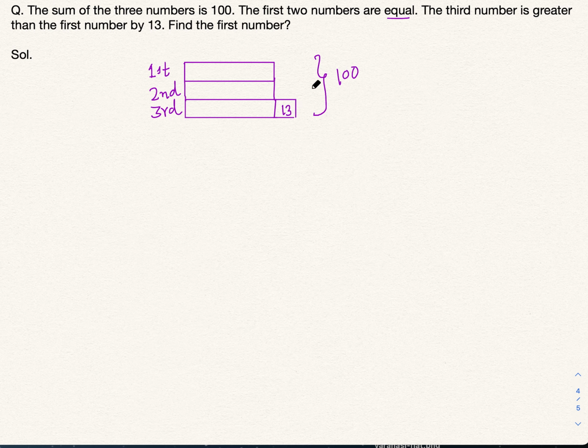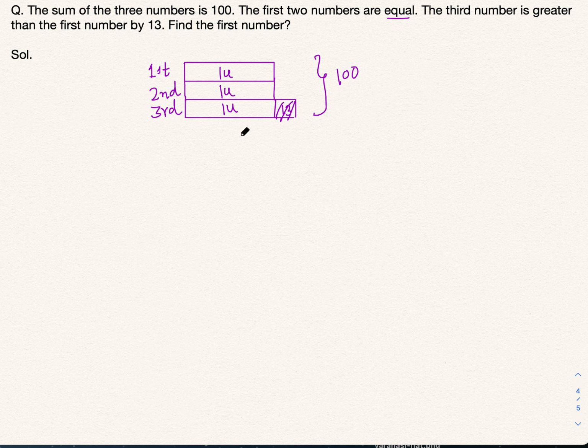So if from the 100 we just take out this 13, all three numbers will become equal, right? If we just subtract this 13 from 100, all the numbers will be equal. So let's say each of them is 1 unit. Okay, so the three of them will become equal to 3 units. So basically our last number is 1 unit plus another 13, right? But if we take out this 13, then it will be only 3 units.